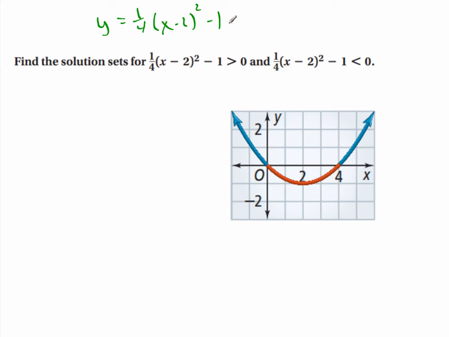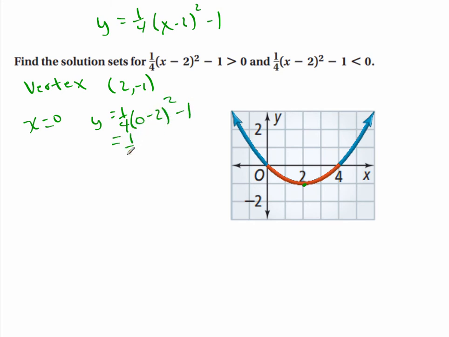Now this is in vertex form, so you know you have a vertex of (2, -1), so you can come graph that. To find your intercepts, when x is 0, what have you got? y is 1/4 times (0 - 2) squared minus 1. So this is 1/4 times 4 minus 1, 1 minus 1. Okay, so it's going to go through the origin.